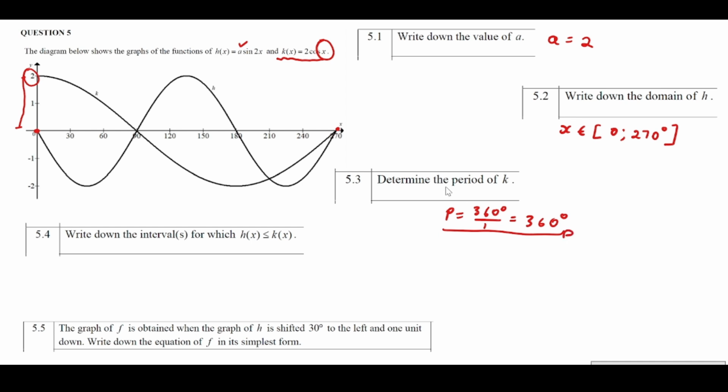If we were asked to determine the period of the graph of h, we would divide 360 degrees by 2, but they are asking for the period of k. So the period of k is 360 degrees.